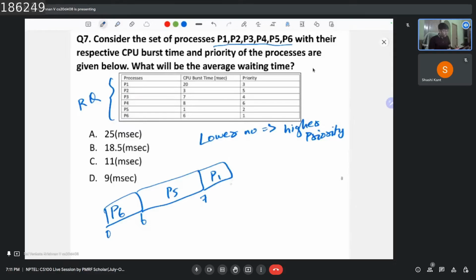which is P1, for 27 units, and followed by that is P3, 27 plus 7, which is 34. Once P3 is over, next is P2, and followed by that we have P4. So P2 executes for 3, so 37, and P4 executes for 8, which is 45.